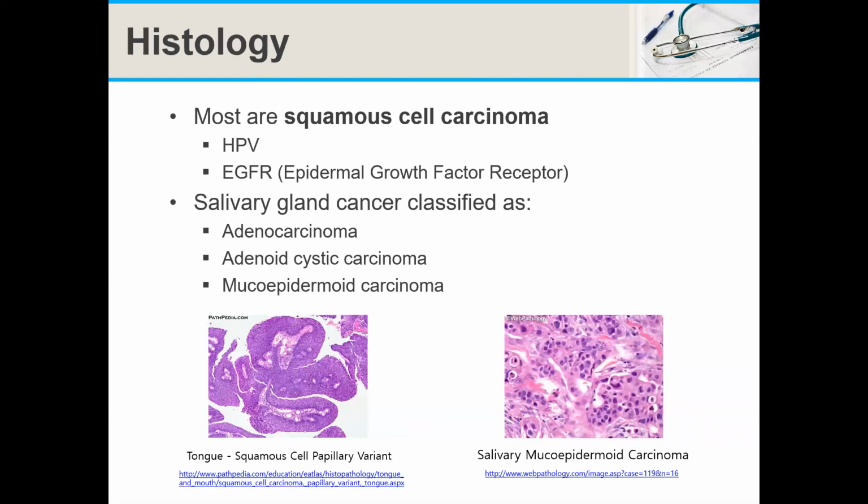Salivary gland cancers have different histologies and are classified as adenocarcinoma, adenoid cystic carcinoma, and mucoepidermoid carcinoma. The pathology slide on the left is a tongue cancer that is squamous cell, but of the papillary variant. Even though most head and neck cancers are squamous cell carcinomas, there are many, many variations of squamous cell carcinomas. The pathology slide on the right is a mucoepidermoid carcinoma of the salivary gland. So you can see they are very different looking.